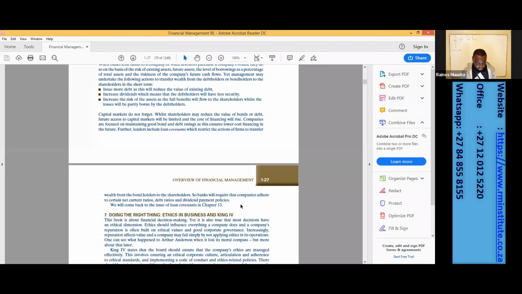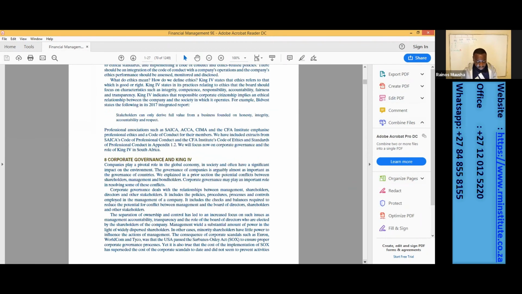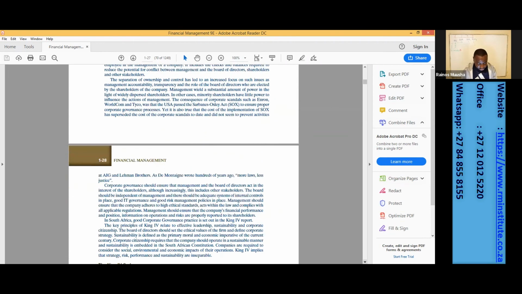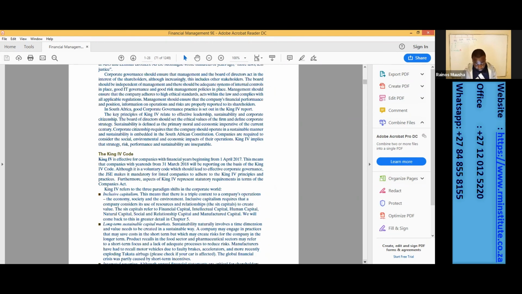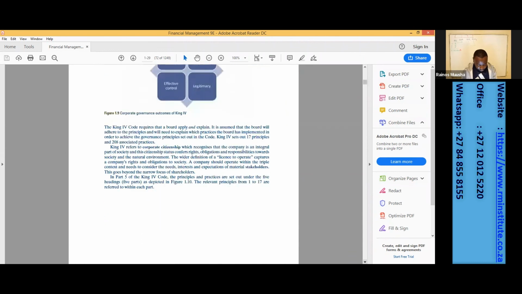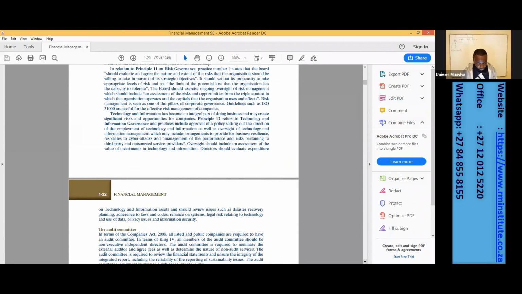Section 7, don't worry about section 7 because it looks at corporate governance and the King 4. I've never seen the lecturer asking questions from section 7, so I would say just leave it out completely. Even section 8, I would say leave it out completely as well. So sections 7 and 8, which look at the King 4 code of conduct, don't worry about them. Don't spend your time going through those sections.